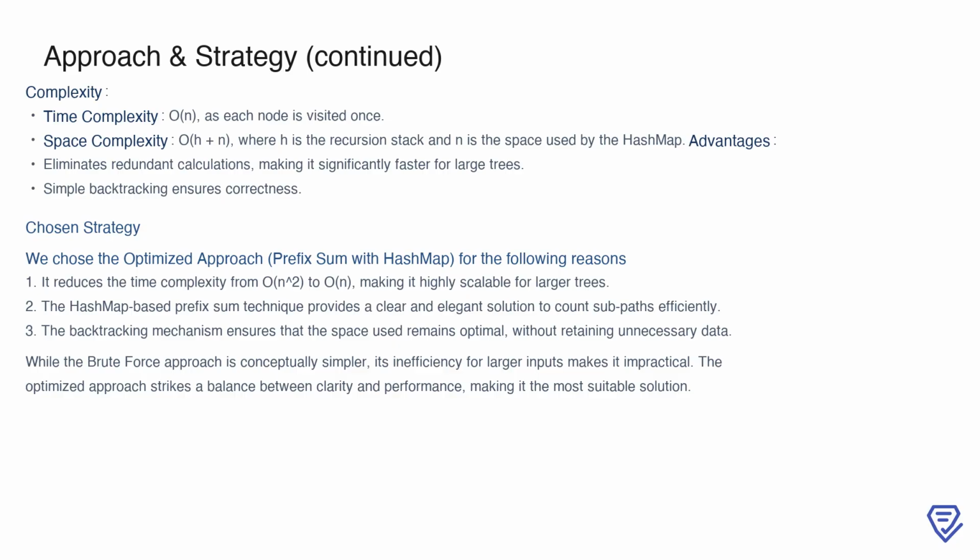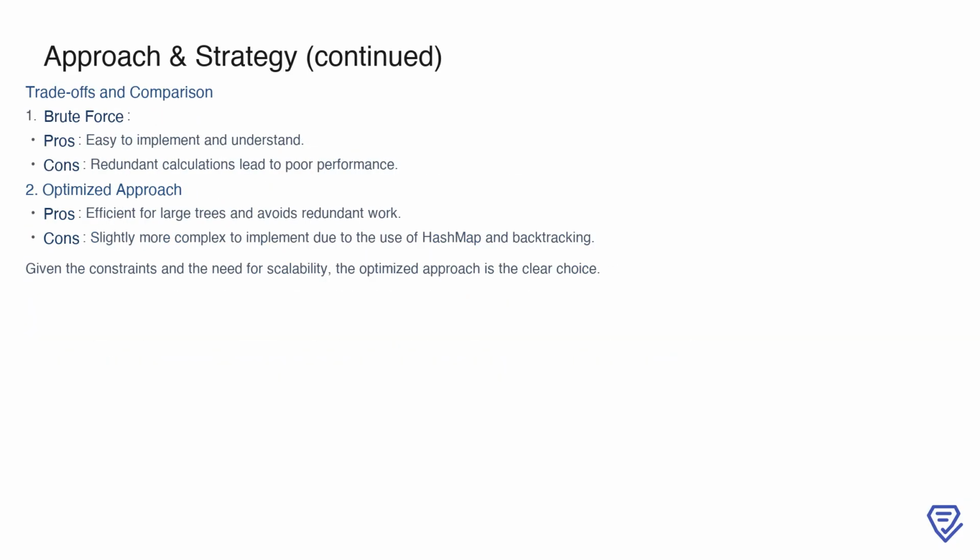Given these advantages, the chosen strategy is the optimized approach using prefix sums with a hash map. This method effectively reduces the time complexity from O(n^2) to O(n), making it suitable for larger datasets. It also strikes a balance between clarity and performance, providing an elegant solution to count subpaths efficiently. While the brute force approach is easier to grasp conceptually, its inefficiency for larger inputs makes the optimized approach the better choice overall. When comparing the two approaches, we can identify clear trade-offs.